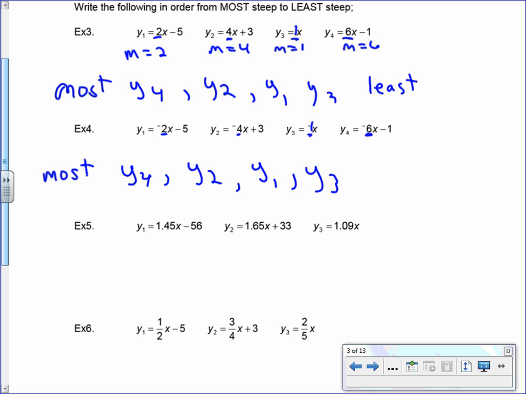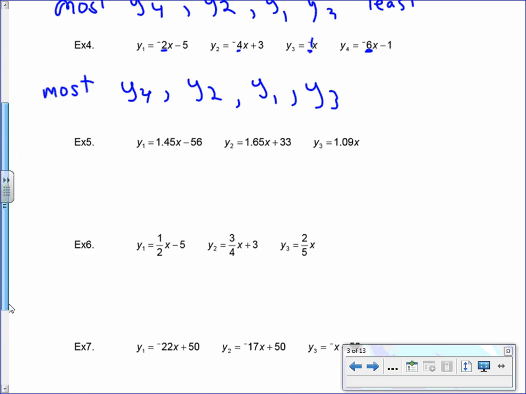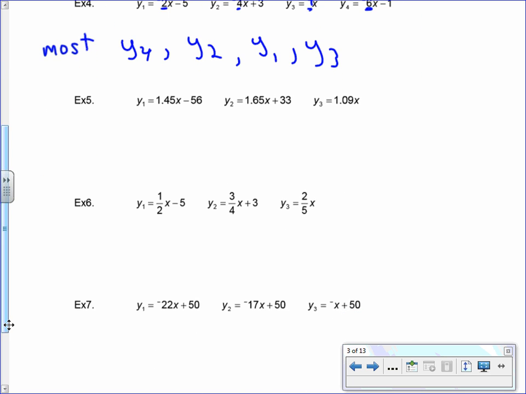Now, real-life problems. People that actually work with equations of lines are going to have slopes that are not always just nice, neat little integers, 1 and 6 and -2. Sometimes they're decimals. Okay, so that's okay. We can compare decimals. Which of these 3 slopes is the biggest number? 1.45, 1.65, or 1.09? 1.65 is the biggest, so the most steep is going to be y2. The next biggest will be y1, and the least steep of these choices will be y3.